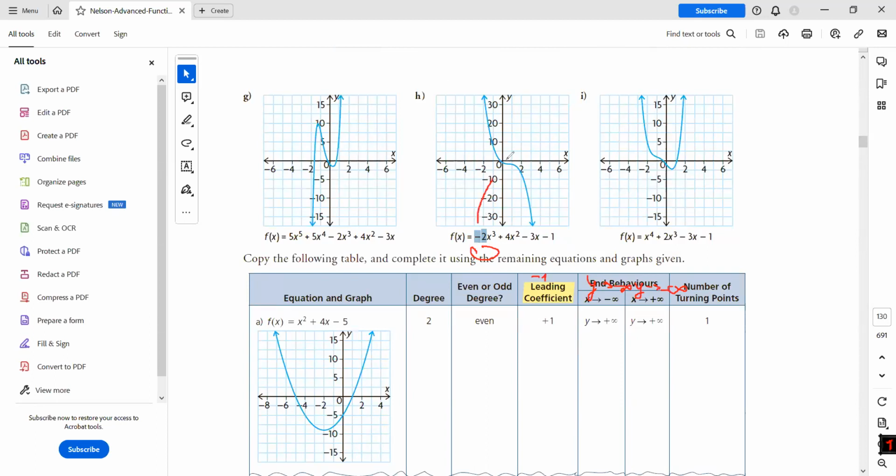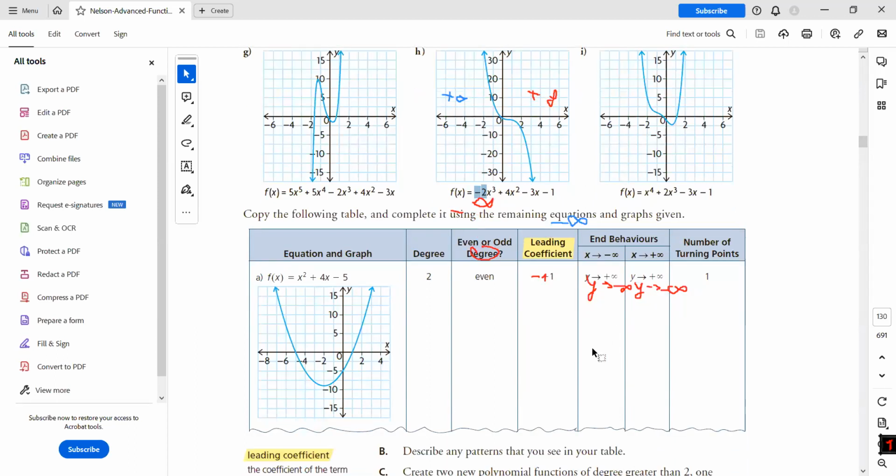If it would be positive, it would be like this. It would be negative infinity on the left-hand side and positive infinity on the right-hand side. But since it's minus, it's the other way around. Okay, this is about the leading coefficient.